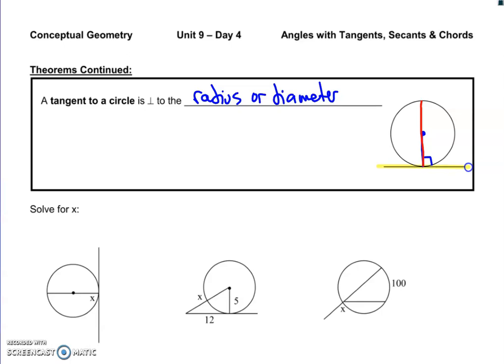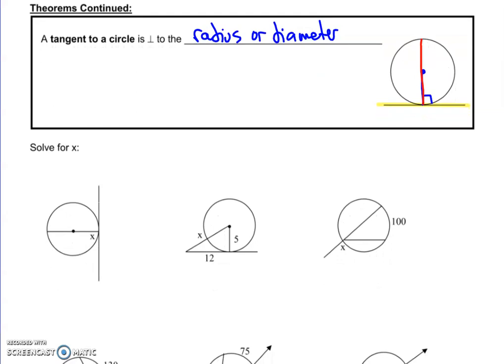We're going to base the rest of our examples off that one theorem and then things that we've learned already. So in our first example, there's no work to show, there's no numbers, but what you should notice here is that you're given a tangent and a diameter, so you know they are perpendicular. X equals 90 degrees, piece of cake. That angle right there is a right angle.